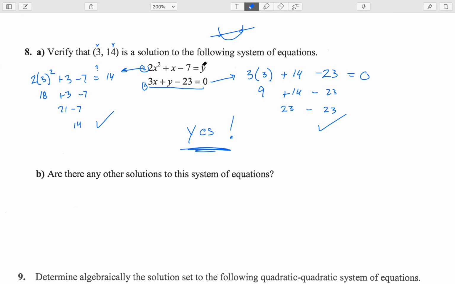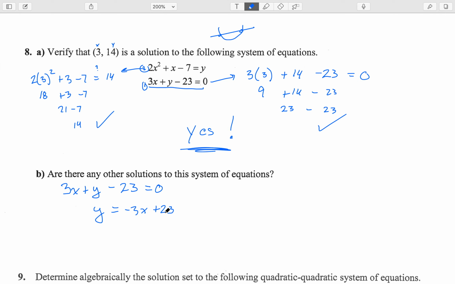Maybe look, I've already got y is equal to, right? They've already isolated y. Let's do the same thing here. 3x plus y minus 23 is equal to 0. Let's just isolate y. So minus off 3x from both sides, minus 3x, minus 3x. Plus 23, plus 23. So this is what y is equal to.